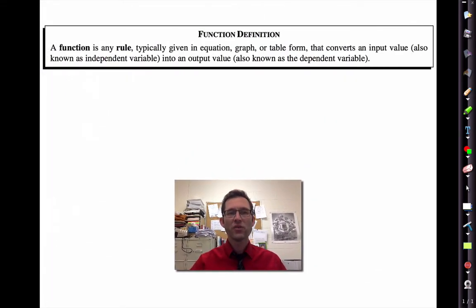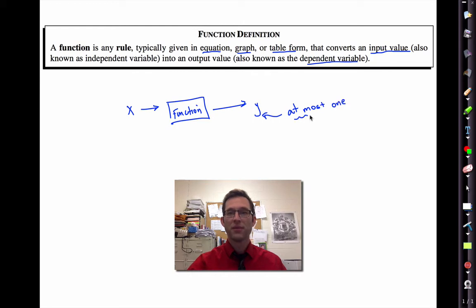All right. A function is any rule, typically given in the form of an equation, a graph, or a table form, that converts an input value, also known as the independent variable, to an output value, also known as a dependent variable. Oftentimes people look at this as x goes into some function and a value of y comes out. Only one, or better yet, at most one, because there might be some values of x that we put in that don't give us a y out.